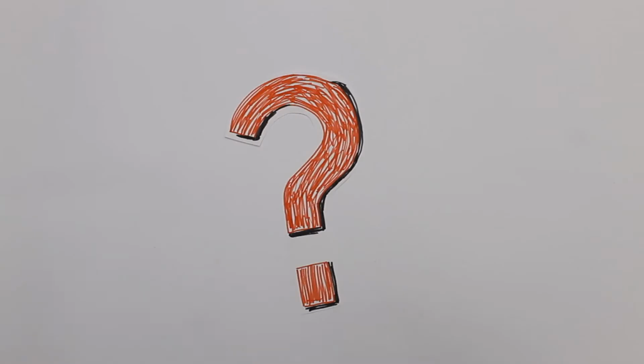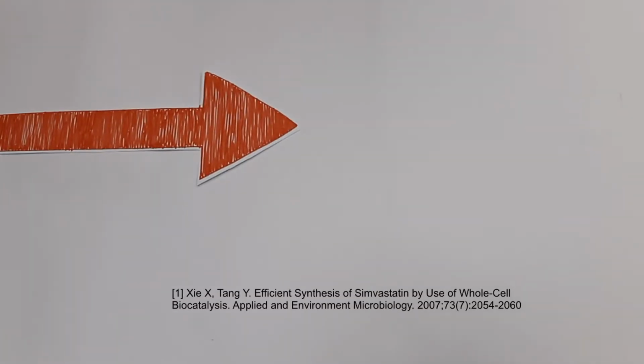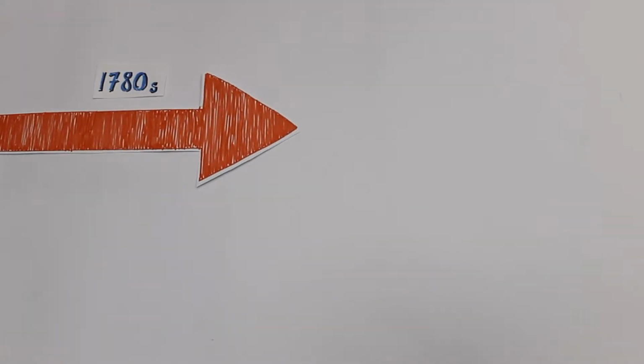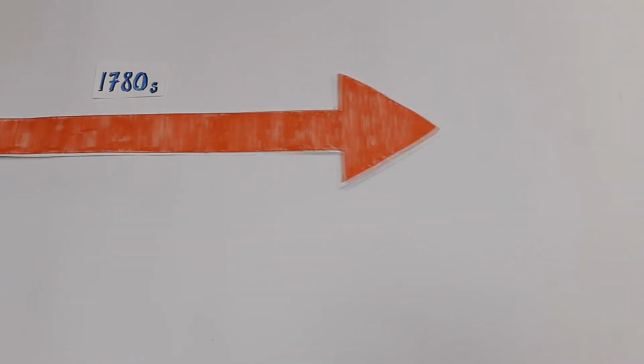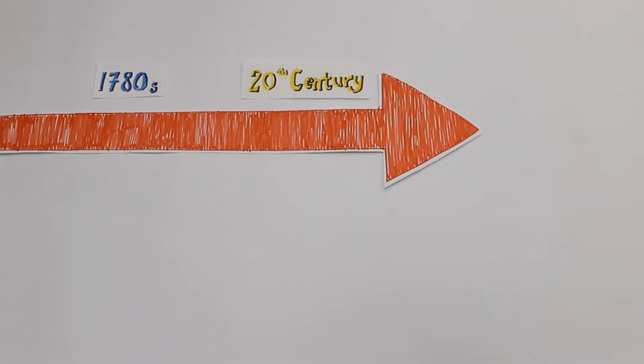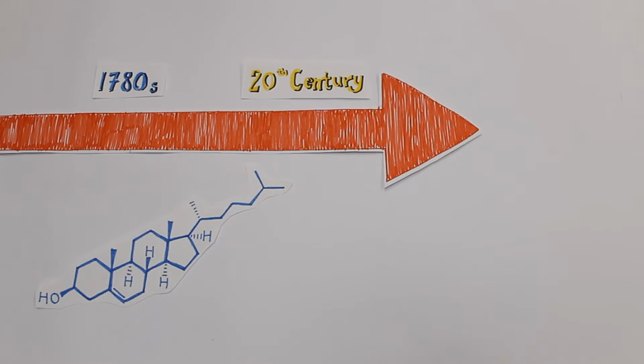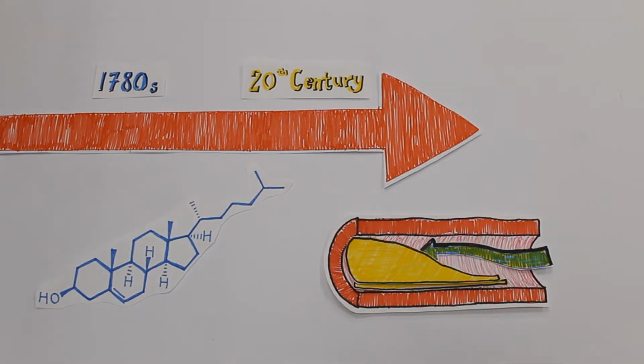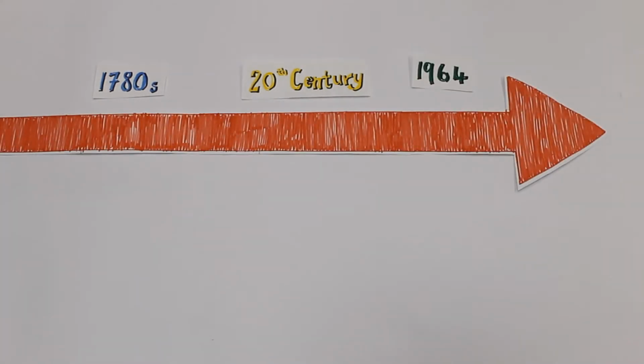Great. So Eleanor, how were statins initially discovered? Oh, that's a good question. Let's have a quick history lesson. Cholesterol was isolated from gallstones in 1780. And interest grew over the 20th century as doctors and scientists started linking high cholesterol to atherosclerosis and strokes. But it wasn't until 1964 that cholesterol synthesis was understood.